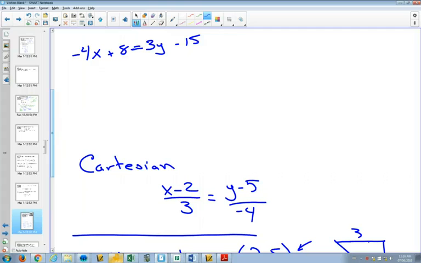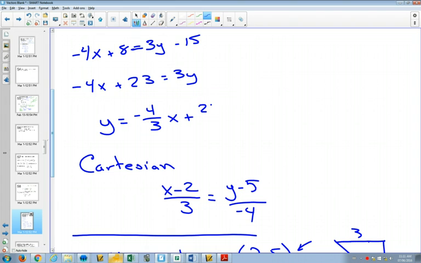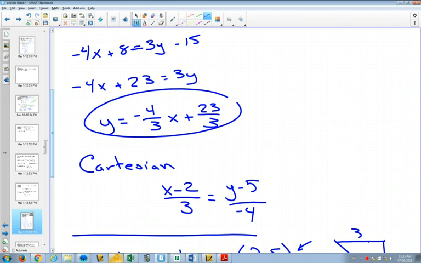If you get the y by itself by adding 15 to both sides, you get -4x plus 23 equals 3y. And now if you divide it by 3 to get y by itself, you get -4/3 x plus 23 over 3, which is exactly the same as y equals mx plus b.